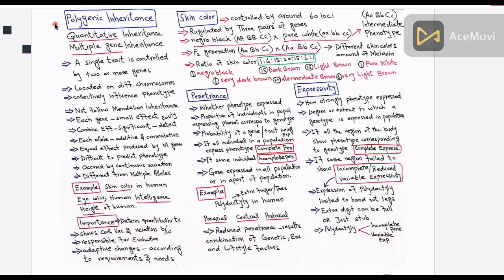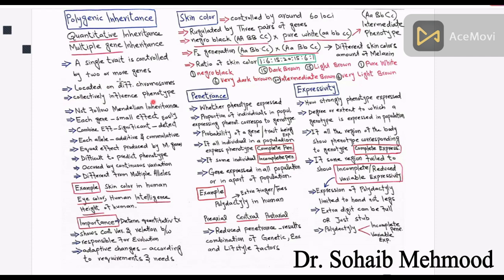Assalamu alaikum. Today we will discuss polygenic inheritance. It is also called quantitative inheritance as well as multiple gene inheritance. So what is polygenic inheritance? Polygenic inheritance is a condition in which a single trait is controlled by two or more genes, and these genes are located on different chromosomes and collectively influence the phenotype.